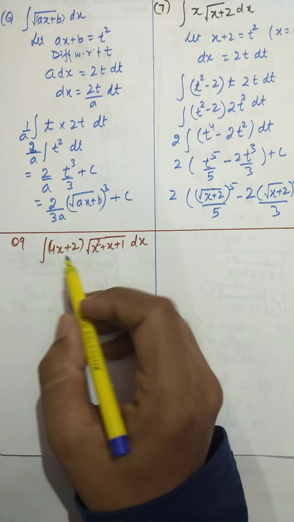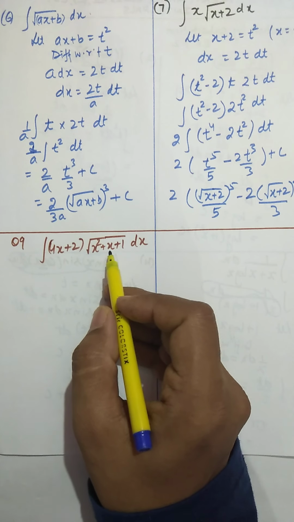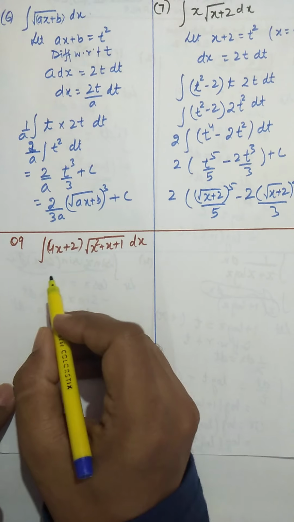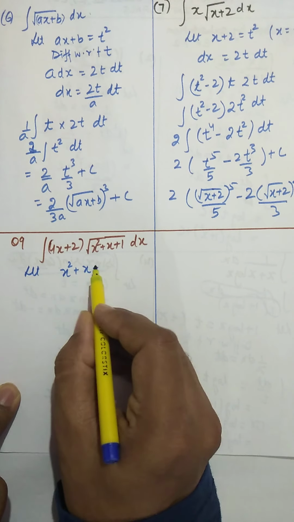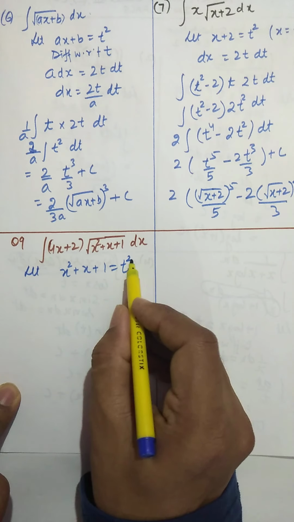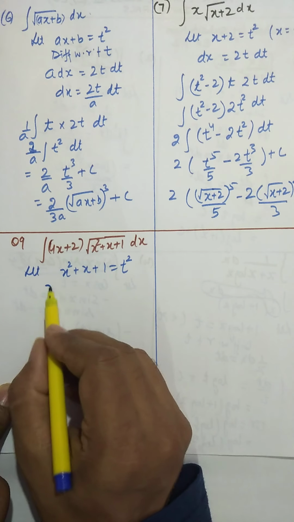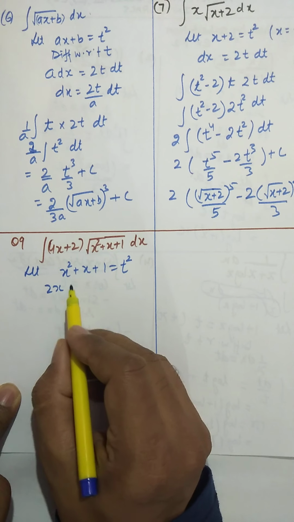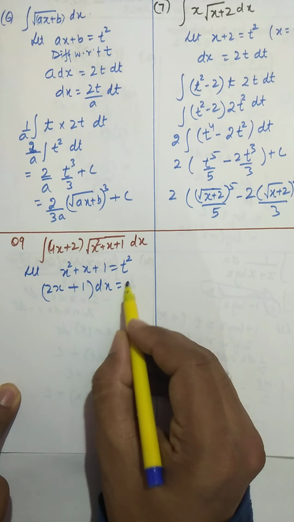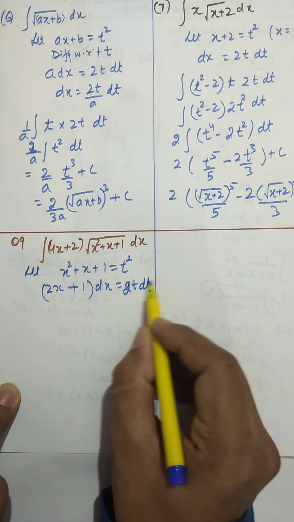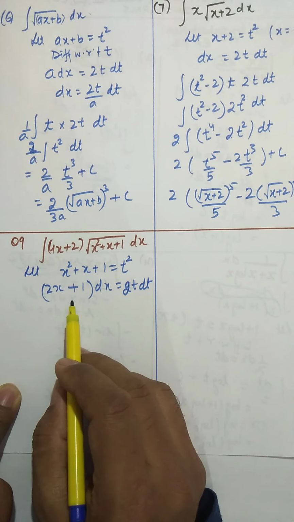See this question number 9. This is the integral of (4x plus 2) root of (x square plus x plus 1) dx. So we can again take x square plus x plus 1 equal to t square. So when you differentiate, you are going to get (2x plus 1) dx equal to 2t dt. So now you can substitute.